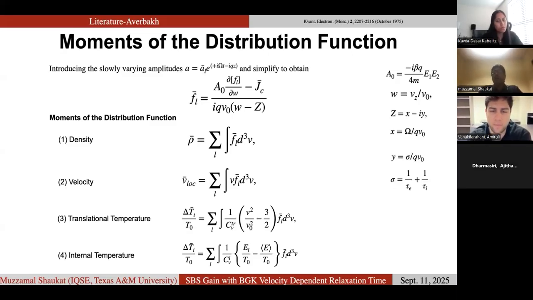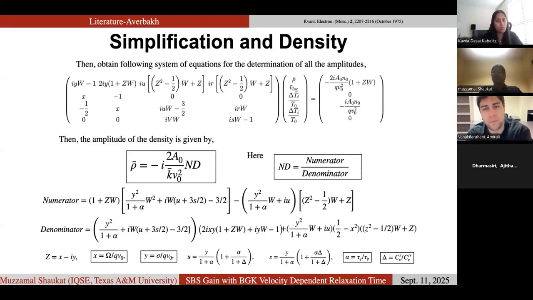Now, to solve these dynamics comes a lot of mathematics, of course, much mathematics involved. You need to be very conscious about plus and minus signs especially, to determine this 4 by 4 matrix for these four moments: the density, local velocity, and translational or internal temperature. And of course, if you solve that, you will come to a very simple expression for the perturbed density, that depends on the parameter nd, which means numerator over denominator.